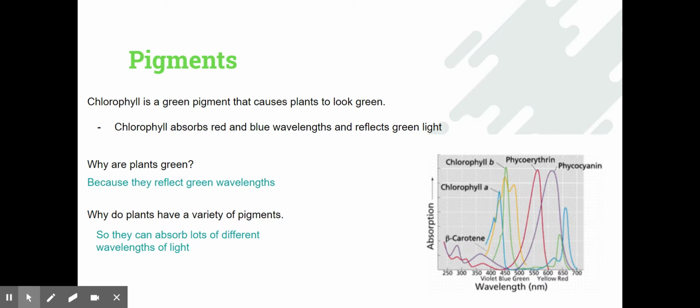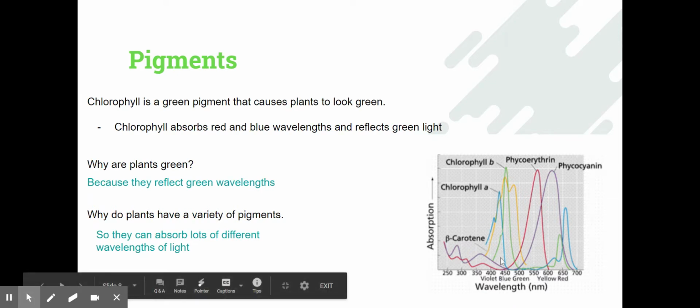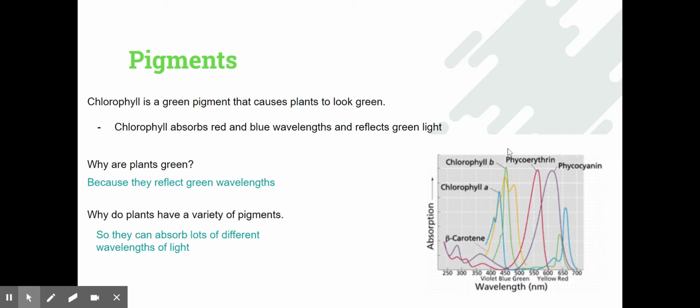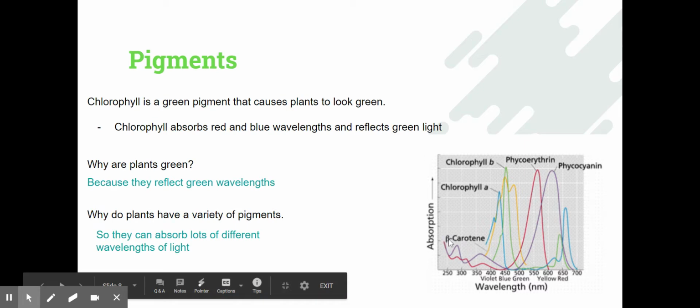So you have chlorophyll A and B, which absorb your reds and blues. Again, here's your blue light. You've got chlorophyll A here and chlorophyll B here. And then over here on the red end, you have chlorophyll B and A. So they absorb your reds and blues. If you look here, phycoerythrin, phycocyanin, and beta carotenes absorb other ones, such as your violets, your yellows, your oranges. Those will all get absorbed.